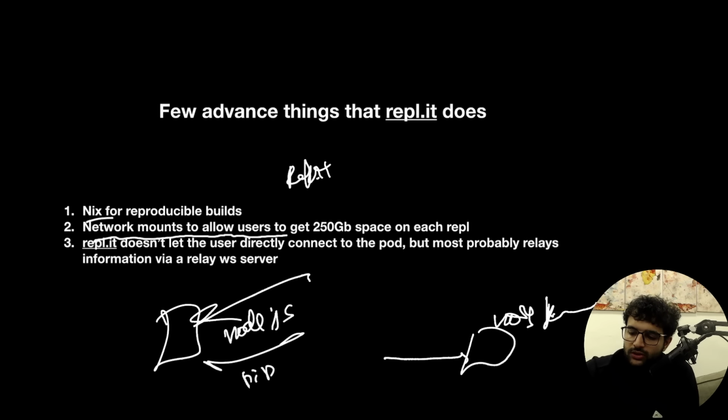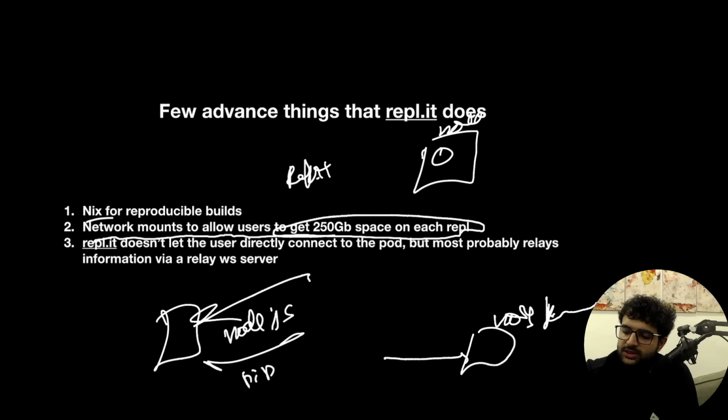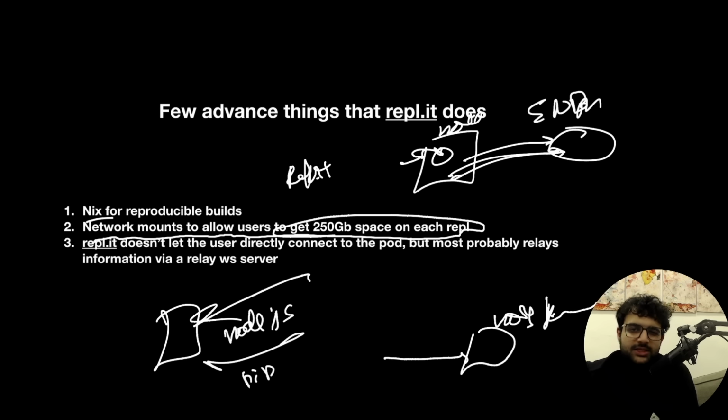Network mounts to allow users to get more space. As you want users to have more and more space, you should not, if this is your node, give them space on this node itself. You should create a network mount, probably an elastic network mount, so that their storage happens somewhere else, and they can get access to more storage because this auto scales up and down. This node space you can't really take up and down.